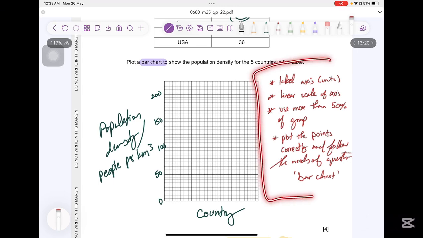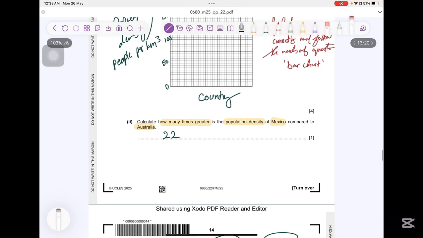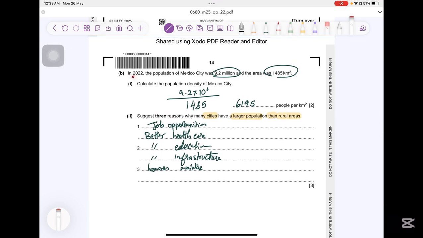These are some notes that you need to take care of. Pause and read it. Calculate how many times greater the population density of Mexico is compared to Australia. You're going to calculate it, and you're going to find it 22. In 2022, the population of Mexico City was 9.2 million, and the area was 1,485 kilometers squared. Calculate the population density in Mexico.